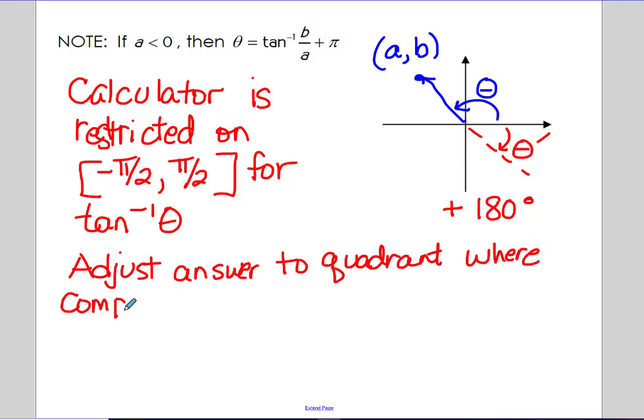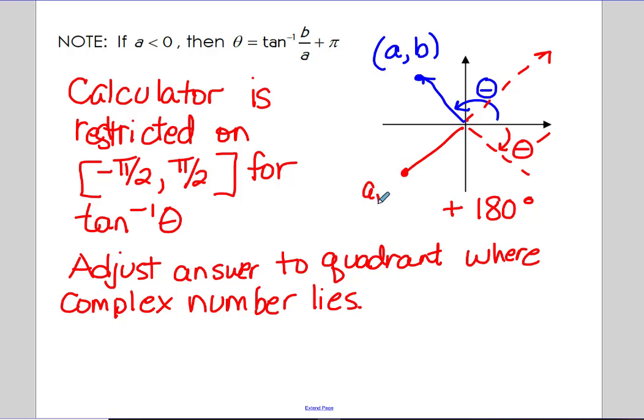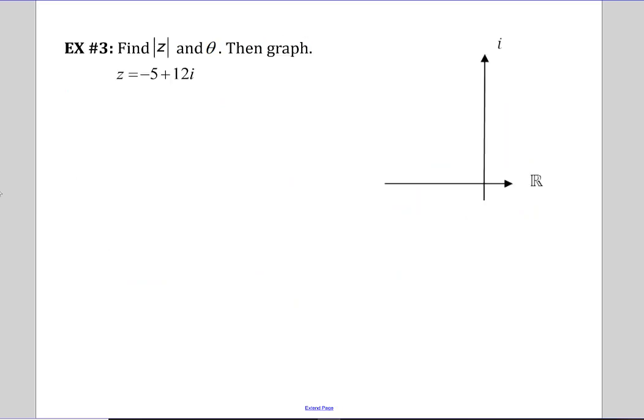And in that same vein of thinking, if your number was in quadrant 3 and your calculator gave you a quadrant 1 answer, again, you would need to add 180 degrees because your calculator is going to give you an answer up here, and your point is down here. You would have to add 180 to get the correct angle for the terminal point of your complex number.